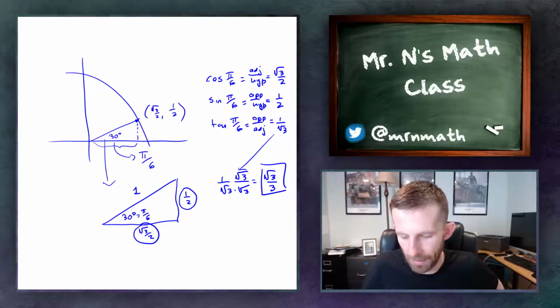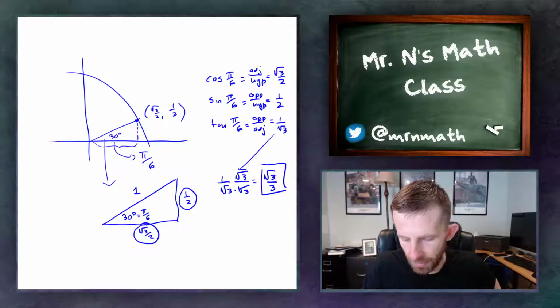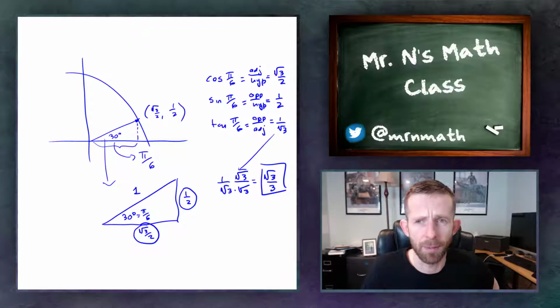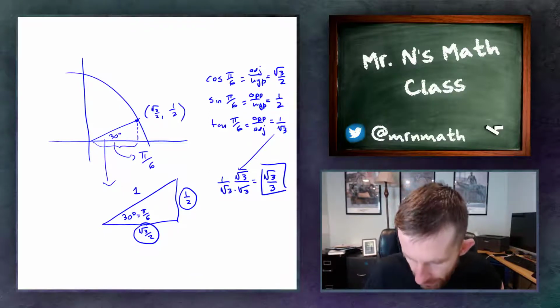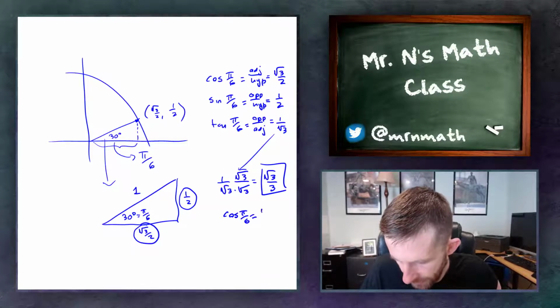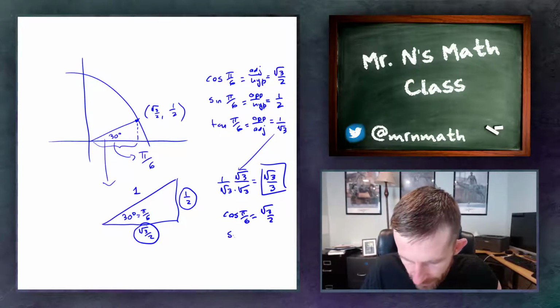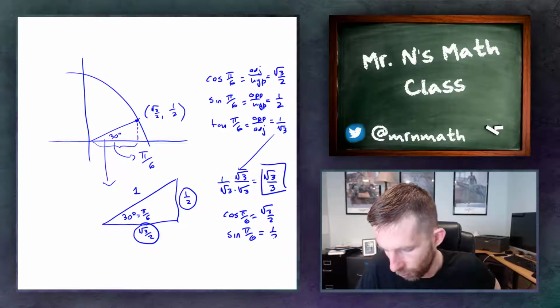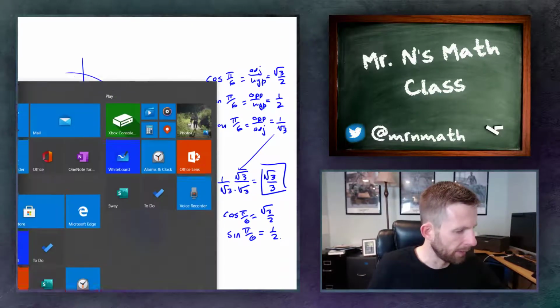So the most important things that I want you to take away from this is that cosine of pi over 6 is root 3 over 2, and sine of pi over 6 is 1/2.